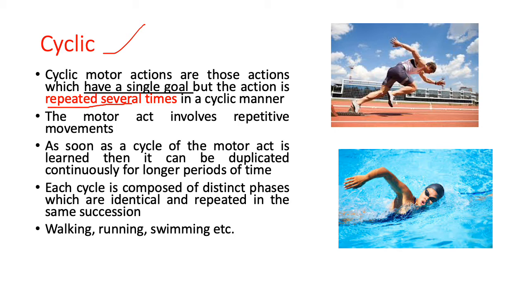Each cycle is composed of distinct phases which are identical and repeated in the same succession. You are doing left, right, so it goes like that. You are cycling, you are paddling. So these cycles are repetitive and you do the action. Examples are in front of you: sprinting, swimming, all these are repetitive. They involve cycles. Okay, so through games it is very clear, right?